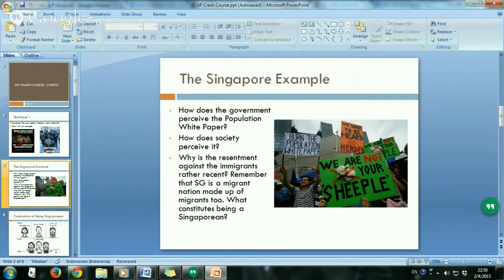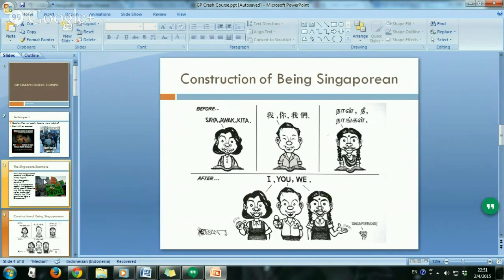Okay, so in GP essays, the candidates only give very superficial stuff, and so I want to focus in this GP crash course to open up your minds into deep analysis of the problem. Now, I'm going to another slide here. Now, we all know that the construction of being Singaporean is all about nationalism towards economic growth and prosperity rather than looking at race, language, or religion.